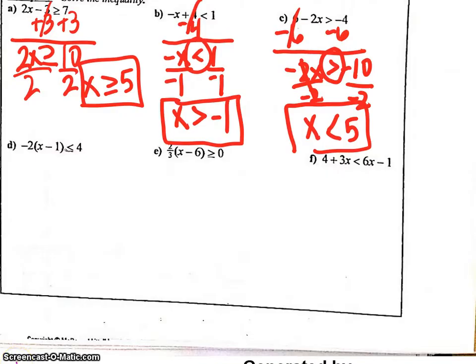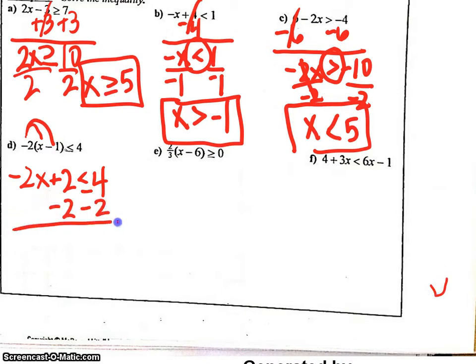Moving on to our next example here on D, when I have a number outside the parentheses, the first thing I need to do is distribute. So -2 times x gives me a -2x, and a -2 times a -1 is going to give me a +2, and then I'm going to rewrite the rest of my equation. And now I'm at the same process as what I was in examples A, B, and C.